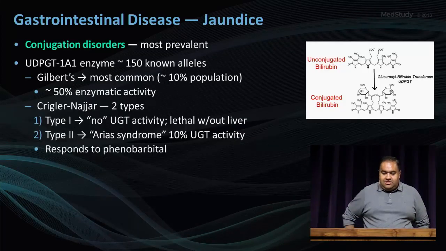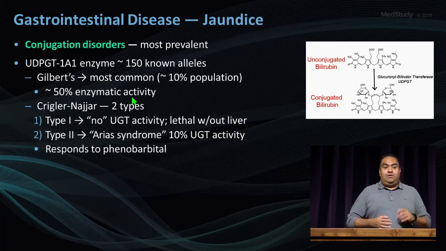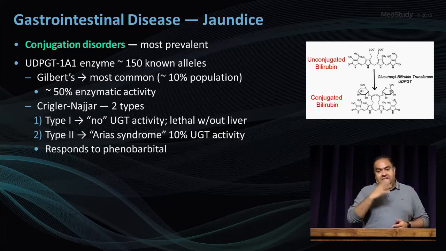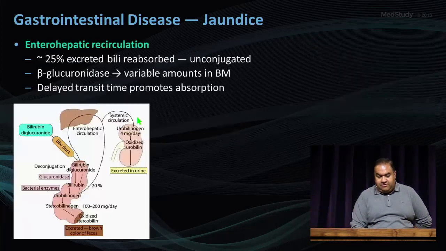All right? So conjugation disorders, most prevalent, this is the UDP-GT1A1, Gilbert's, Crigler-Najjar, type 1, type 2. Again, I wouldn't stress yourself about Arias syndrome or such. Know that Gilbert's is very common, in about 5 to 10% of the population. And these are adults that can get jaundice when they get stressed out, and their levels will climb enough to cause yellowing in their eyes, and then it goes away. Okay, the Crigler-Najjars are more lethal and more of a problem, but rarely seen, thankfully.